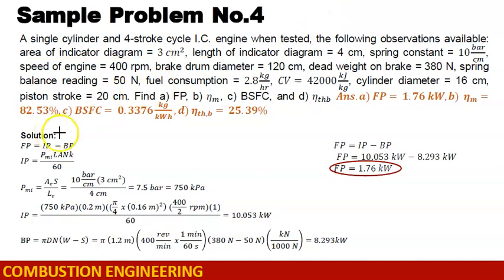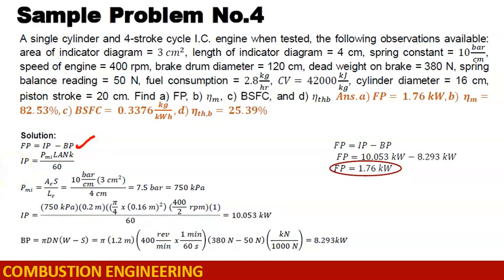Friction power, as defined, is just the difference between the indicated power and the brake power. These are the powers that are being wasted as power is transmitted from the combustion engine to the output shaft. So we need to compute for IP first and then the BP, because IP and BP are not given.